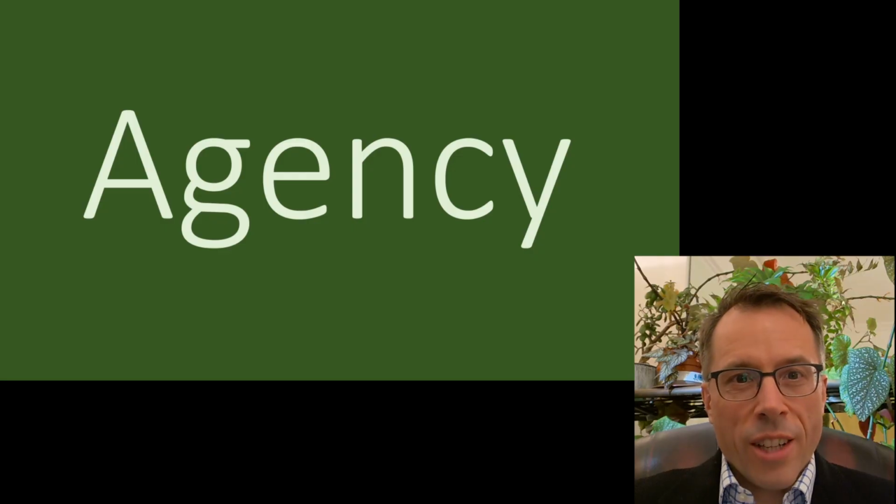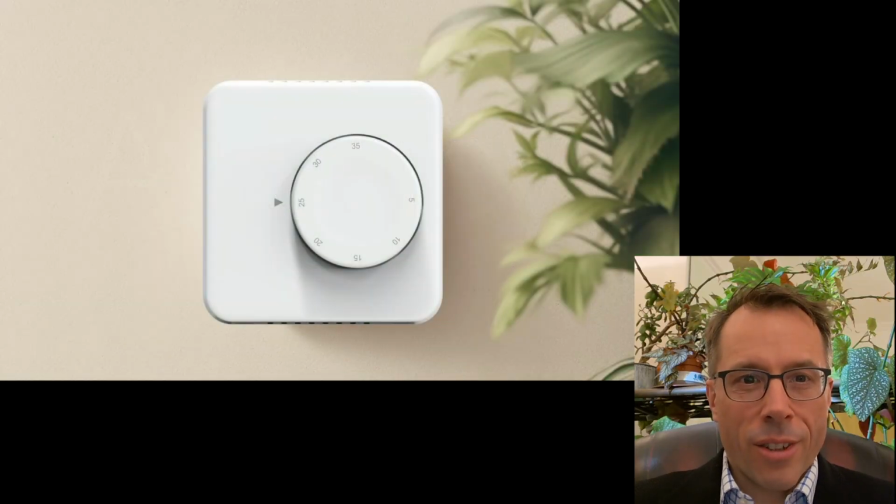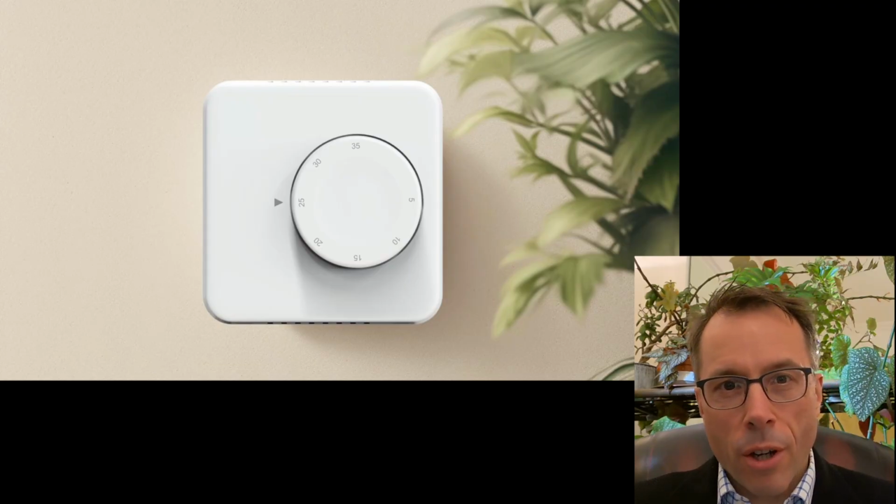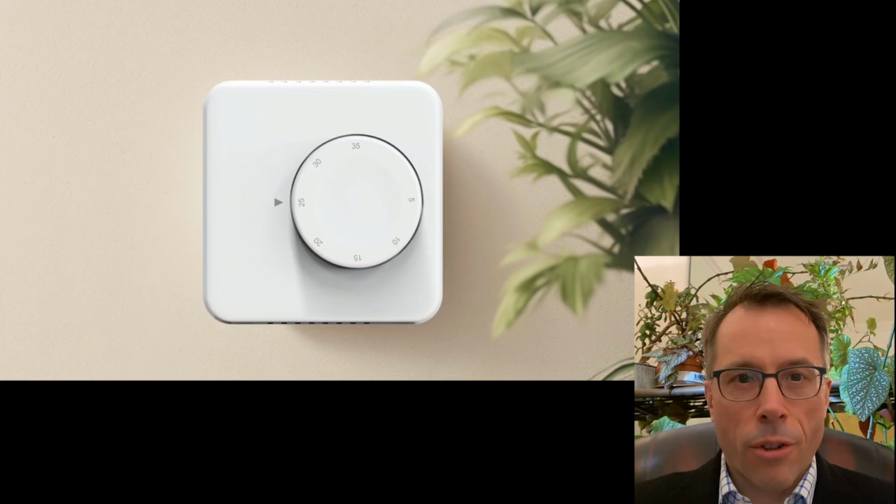First, what is an agent? Basically, it's this, a thermostat. A thermostat controls the temperature in your house by switching the heating on and off depending on the temperature. When it senses it's too cold, it turns the heating on. When it senses it's too hot, it turns the heating off.